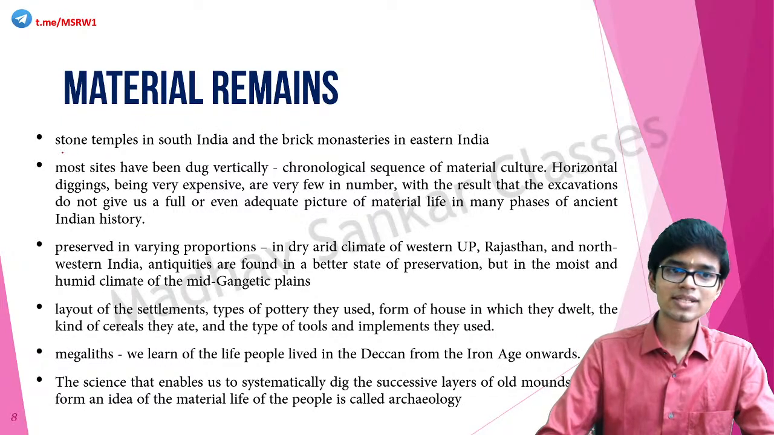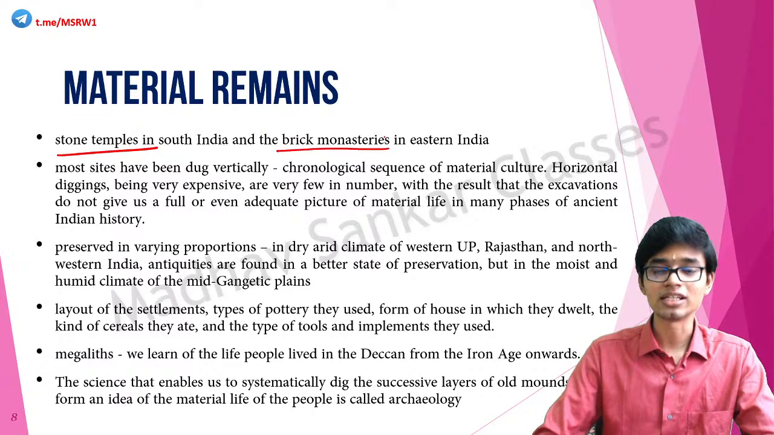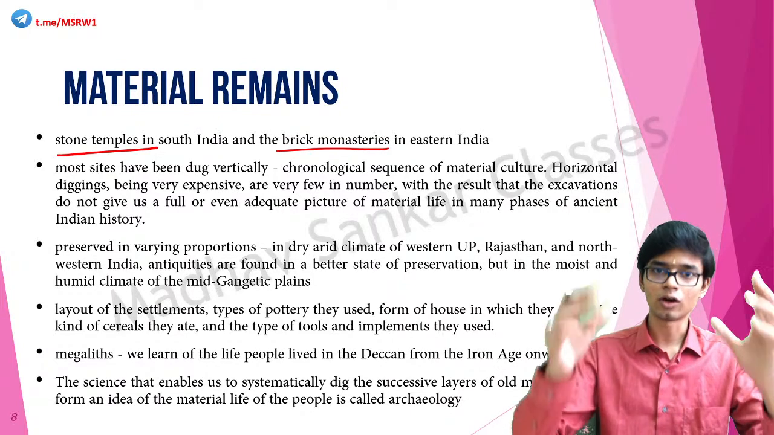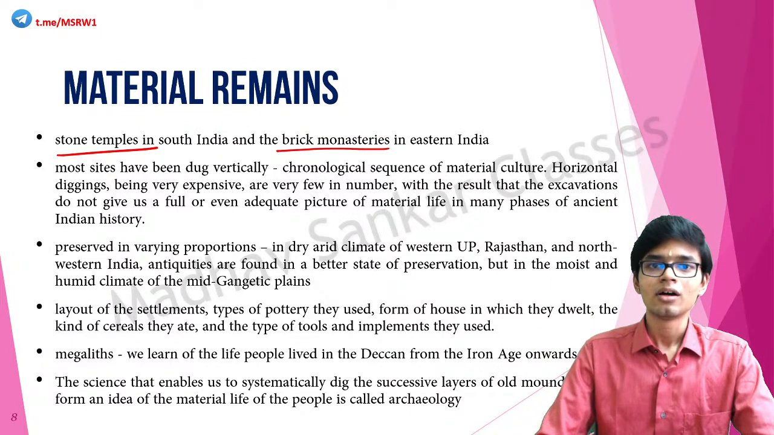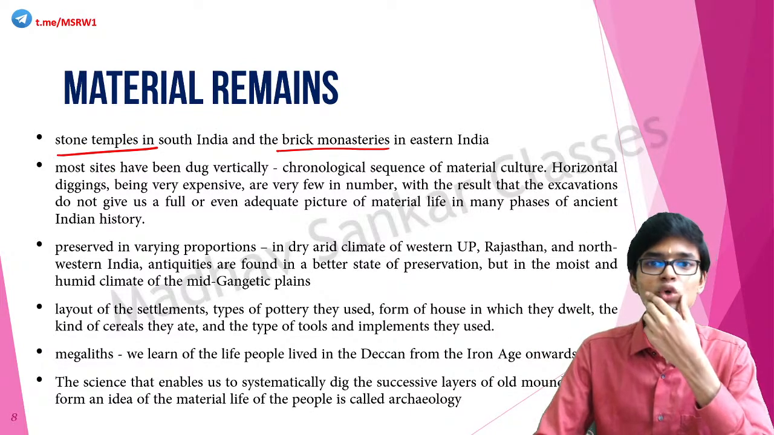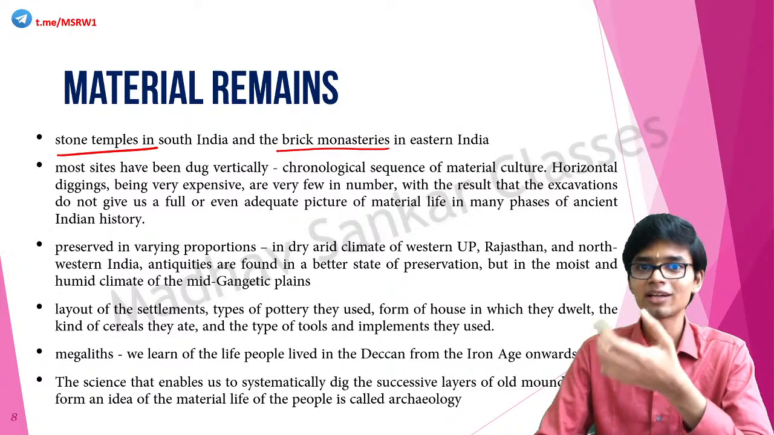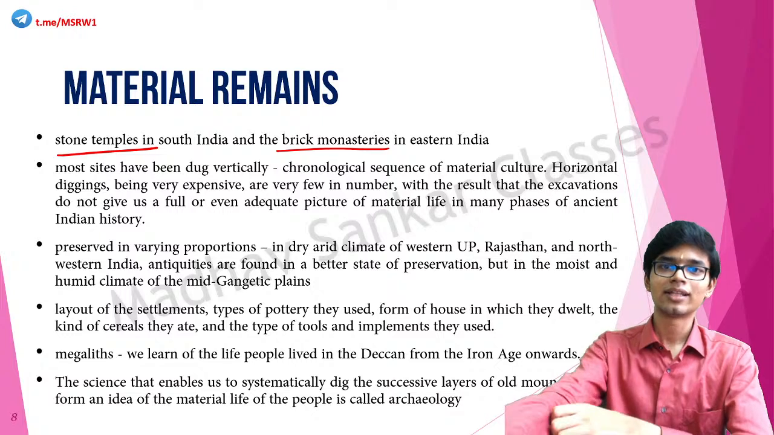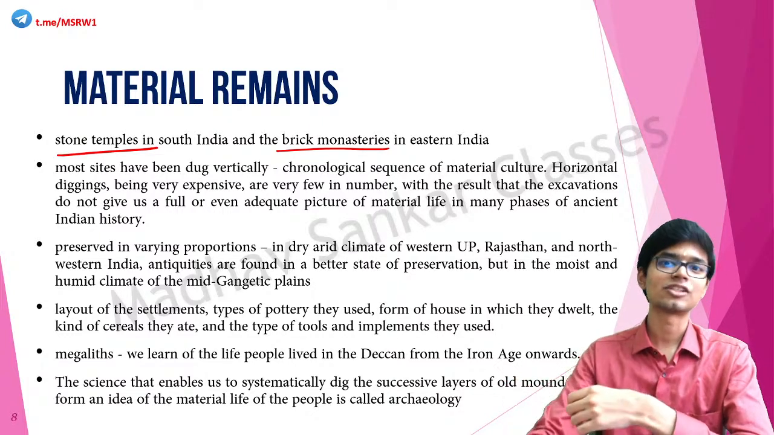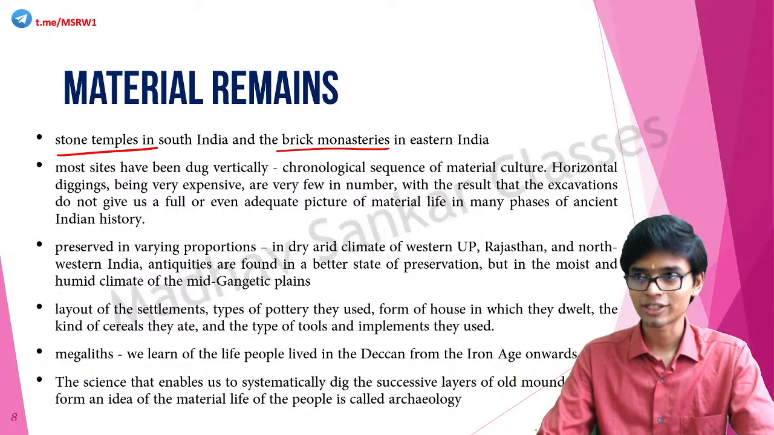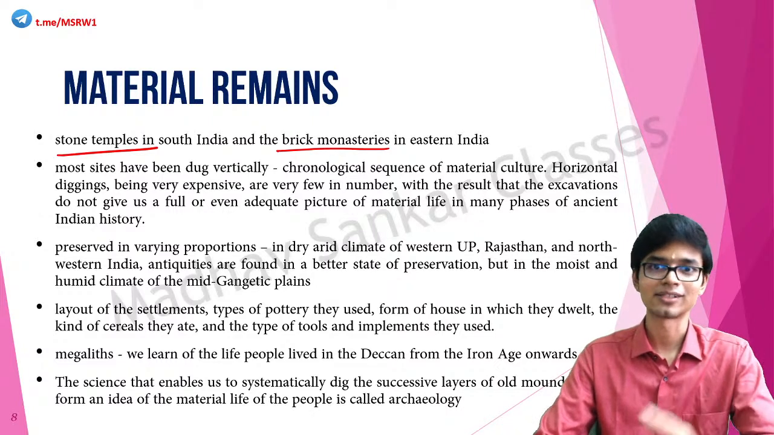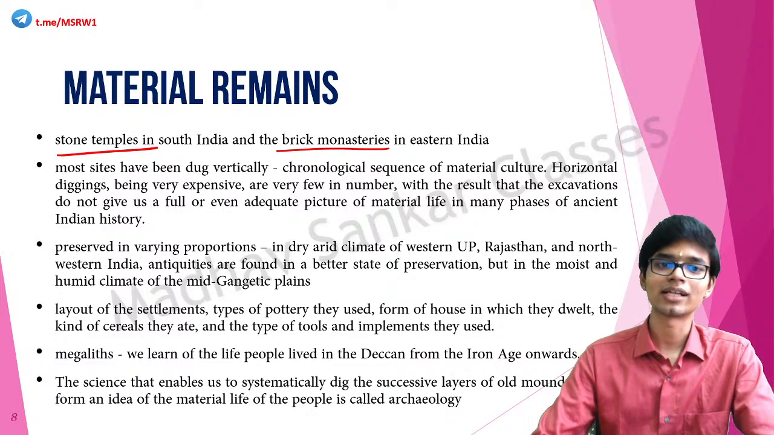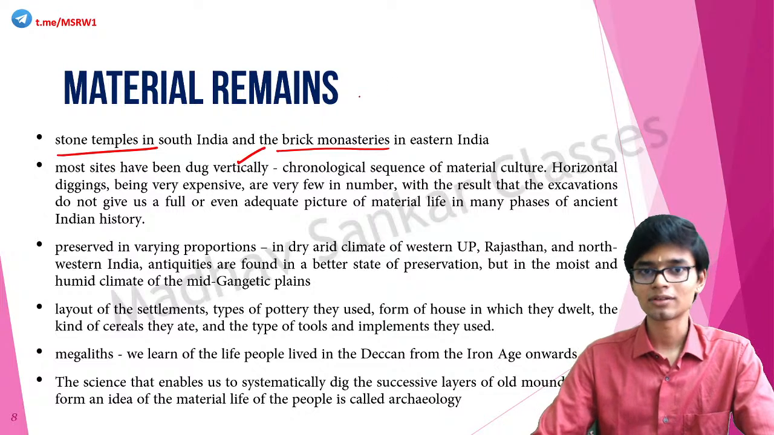So all these things contribute to our material remains of ancient India. So stone temples in South India, brick monasteries in the eastern part of India, along with the North Indian temples. So what did these archaeologists do to achieve these sources? How did they find out these sources? Usually there are two ways in which archaeologists try to discover these kinds of remains. One method is known as vertical digging, the other is known as horizontal digging.